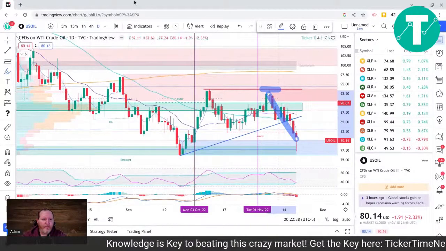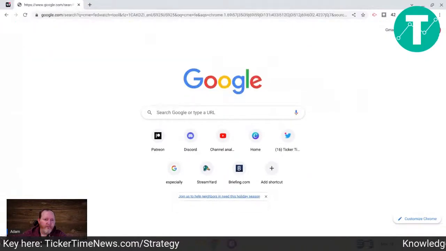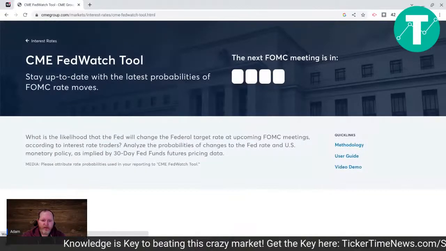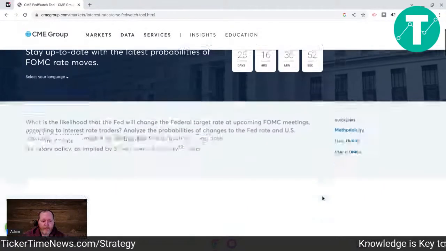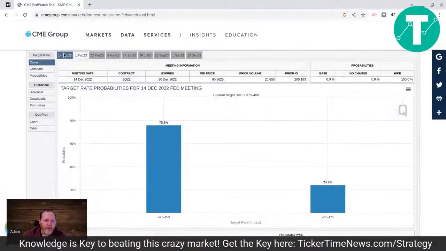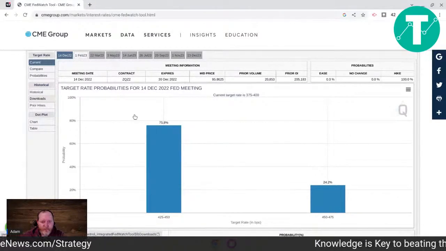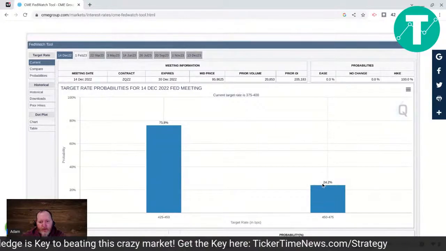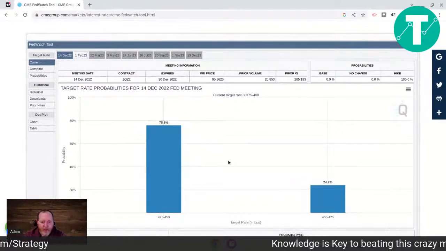Now, if we go look, what's the market pricing in? The CME FedWatch tool. What's the market pricing in for an interest rate hike in December? The last time I looked at this earlier today, the majority was saying a 50 basis point rate hike at the December meeting. And it's still calling that. All right, let's get these pop-ups off of here. For the December 14th meeting, we have a 75.8% probability of a 50 basis point rate hike, a 24.2% probability of a 75 basis point rate hike. So right now, everyone's looking at a 50 basis point rate hike, okay?